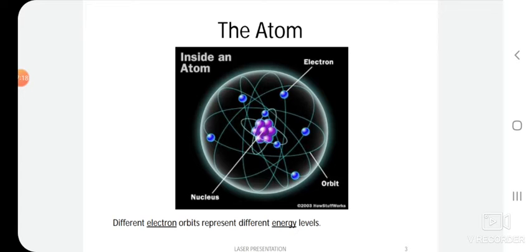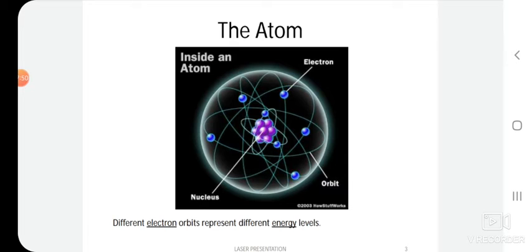That proton and neutron are also made up of other fundamental particles. It means that proton and neutron are not fundamental particles. They are made up of other fundamental particles. That is, one proton is made up of 3 quarks, 2 up quarks and 1 down quark. Quarks are the fundamental particles. Neutron is also made up of 2 down quarks and 1 up quark.